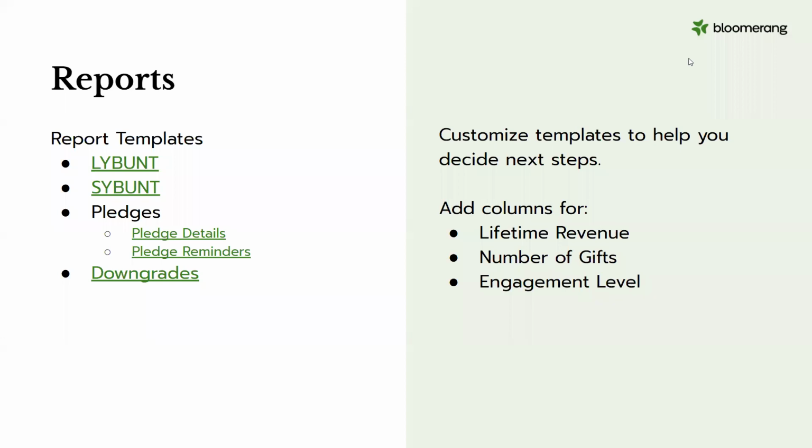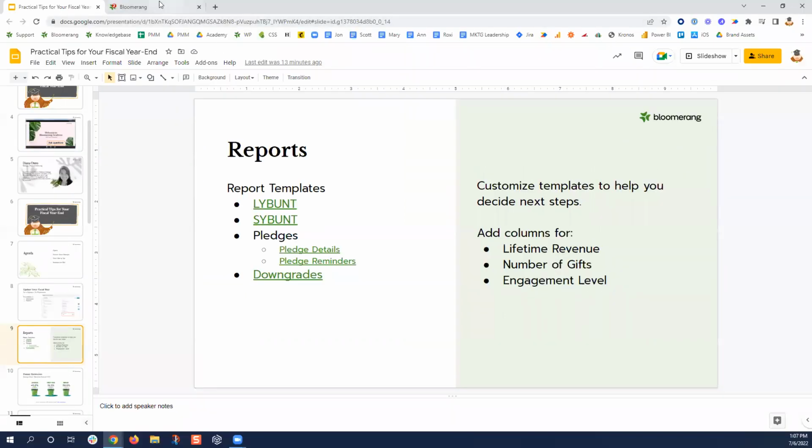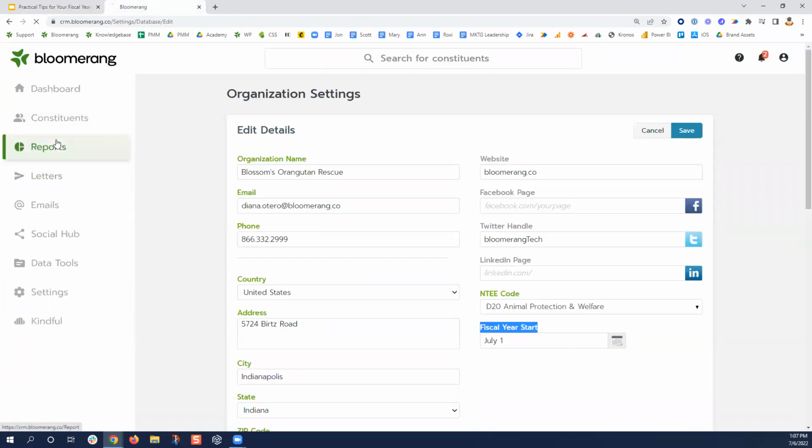As I mentioned, you want to customize the template to help you decide what your next steps are. I personally like adding columns, for example, for lifetime revenue, number of gifts, and engagement level. All of this helps me determine what my thresholds are, who I'm going to call, who I'm going to send an email to, and what help I need. So let's jump into Bloomerang and take a look at our report templates.